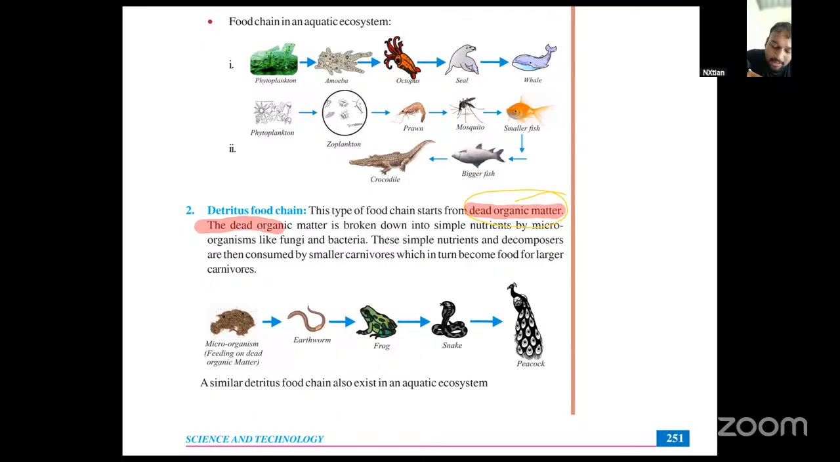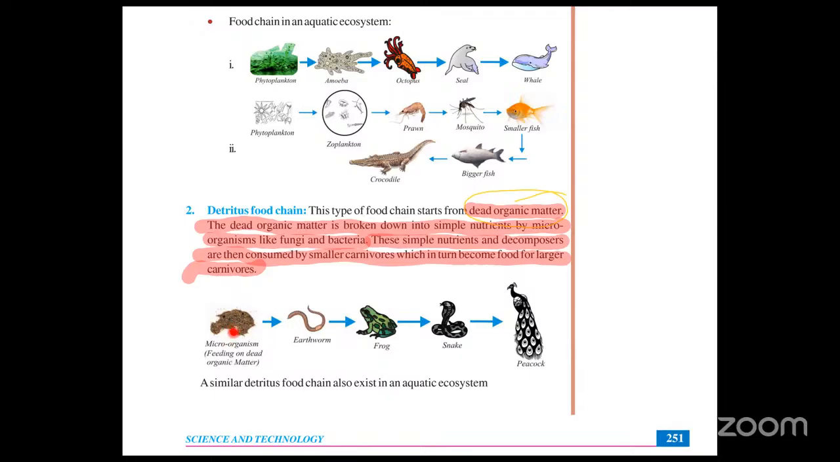Okay, the dead organic matter is broken into simple nutrients by microorganisms like fungi and bacteria. These simple nutrients are then consumed by small carnivores, which become food for the large carnivores. So you can see that small microbacteria act on the dead and decaying plants and release nutrients which are useful for the earthworm. The earthworm consumes those nutrients, then the frog eats the earthworm, then the snake eats the frog, and then the peacock eats the snake.